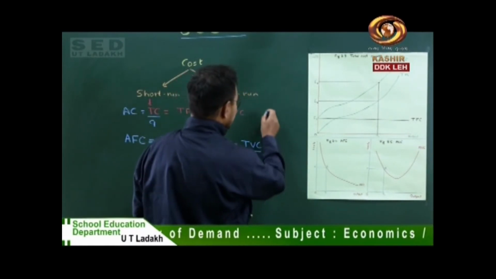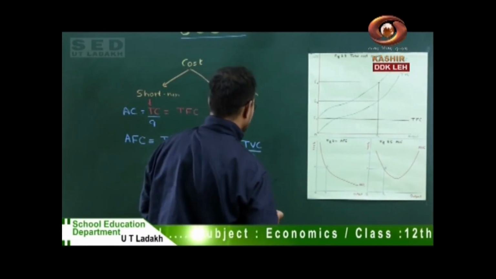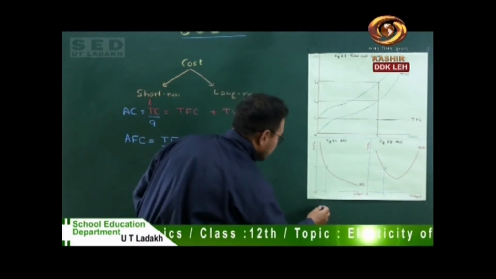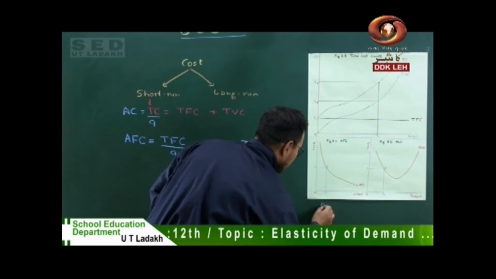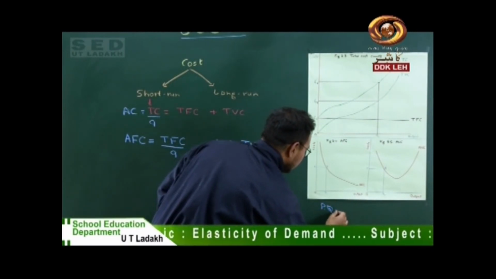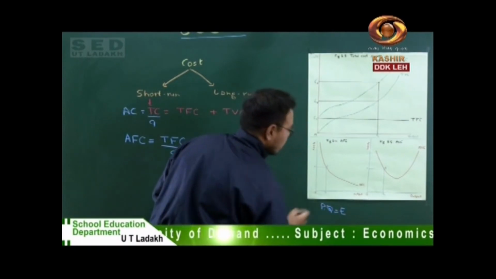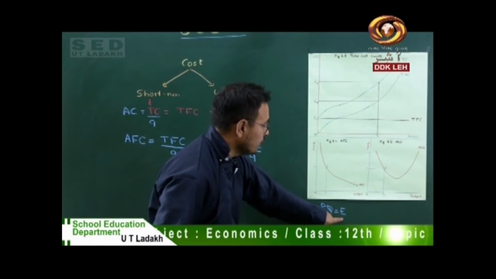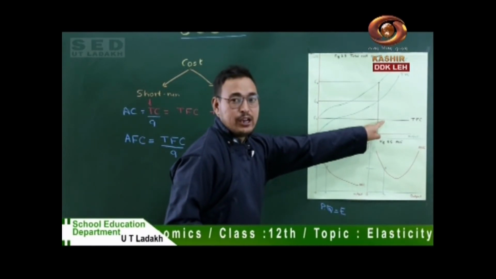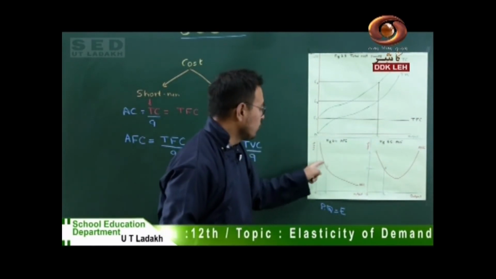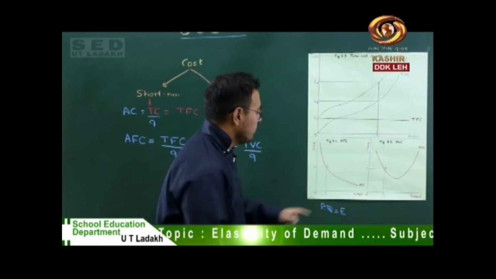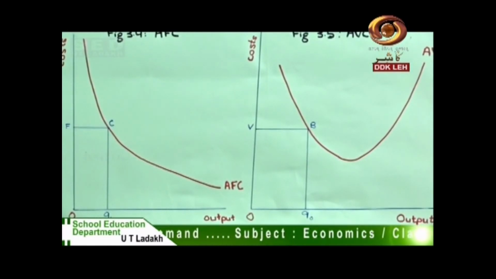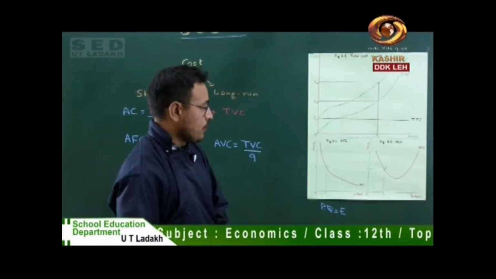If you remember, when we studied expenditure, we had a similar concept where I put the equation that P into Q will be equal to E, where E stands for expenditure. Now here also P into Q will be equal to E, while E will be here the total fixed cost. So whether you are here or you are here, every rectangle will give you a similar area, and that will be your total fixed cost.